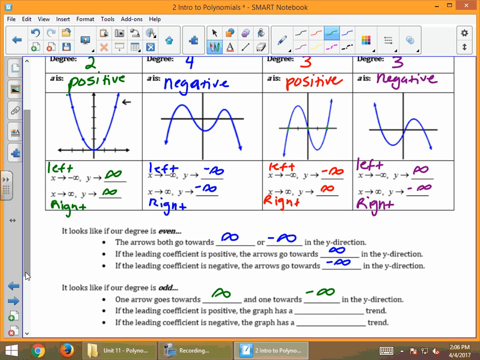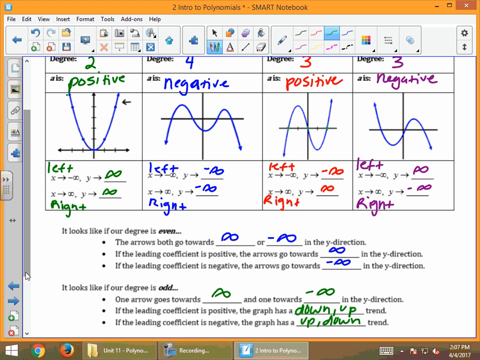Which one did it start with? Yeah, it kind of had a down up trend, right? It pointed down, and then it went up. So it's pointed towards negative infinity, and then it pointed towards positive infinity. And then if it's negative, it flip-flops. So it went up, down. True every single time.